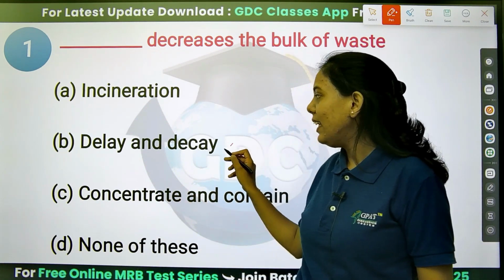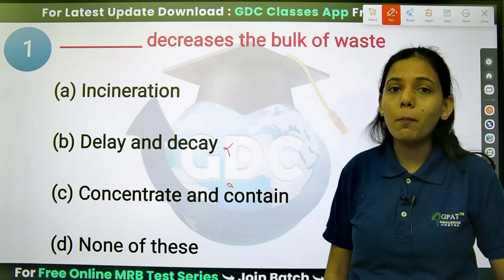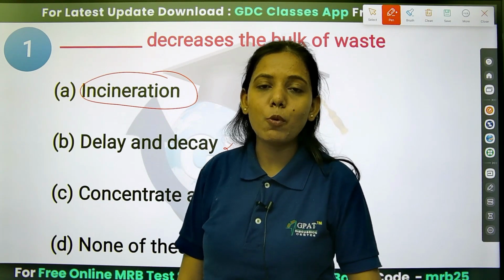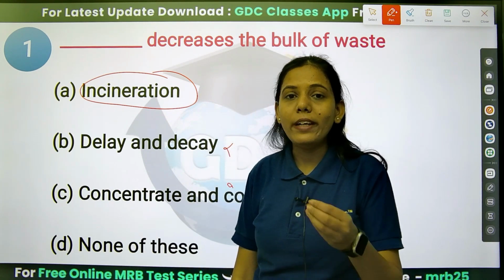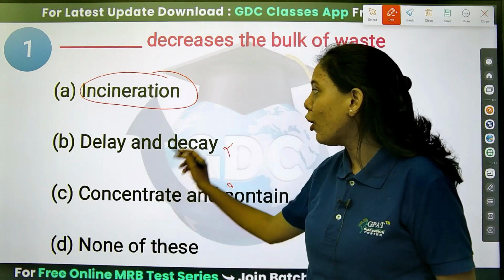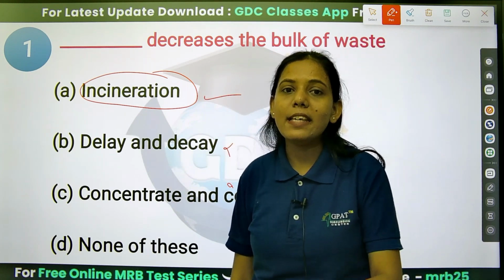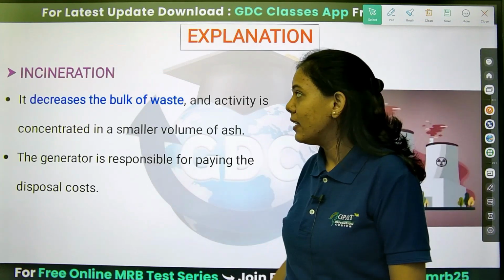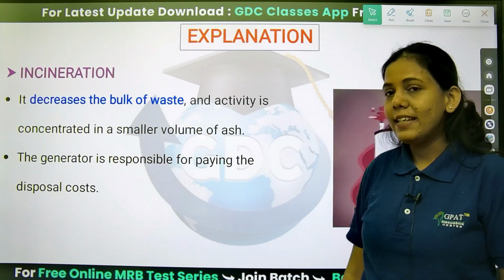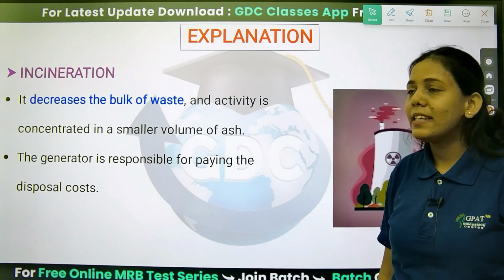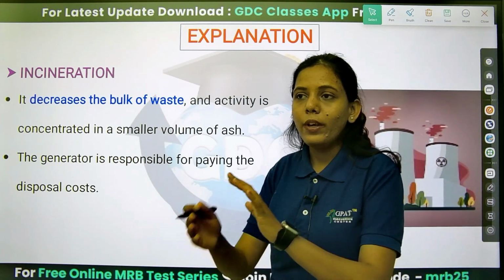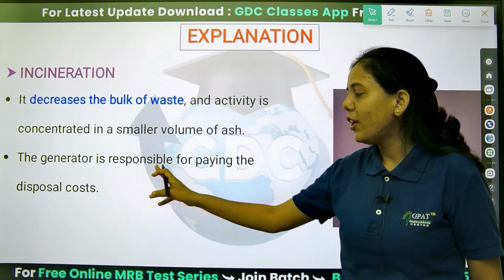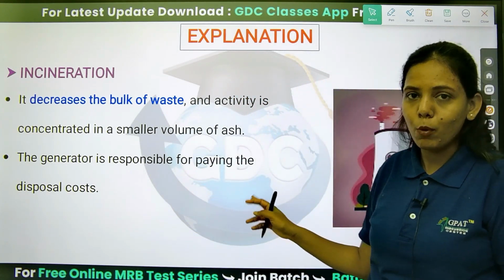Okay. So basically delay and decay will not decrease the bulk of waste. Incineration is a process of disposal of the waste by burning them, so it reduces the bulk of the waste. So option A, that is incineration, is the right answer. It decreases the bulk of waste and the activity is concentrated in a smaller volume of ash. So it decreases the bulk, whatever bulk will be there, by burning into ash. The generator is responsible for paying the disposal cost.